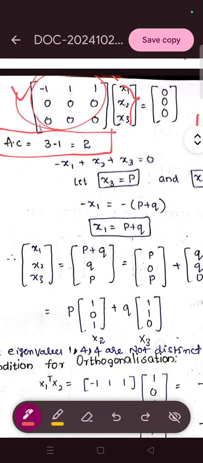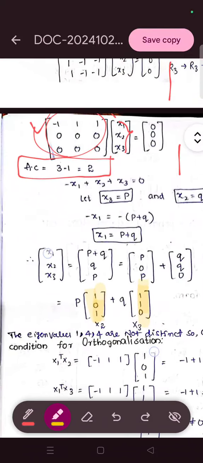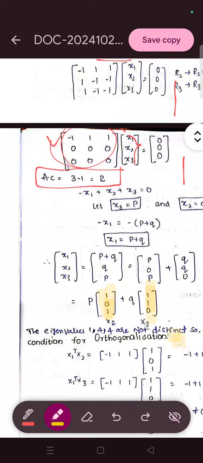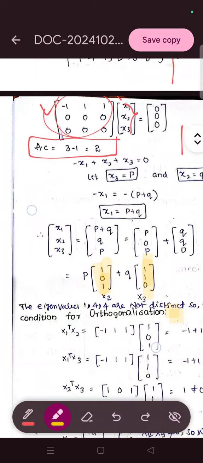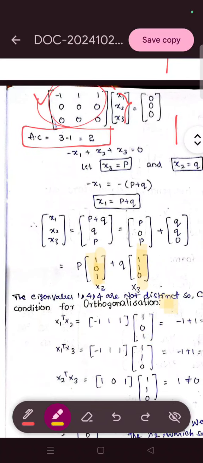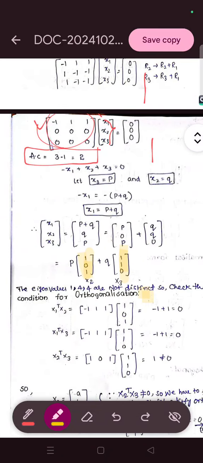So for lambda equals 4, these are the eigenvectors: 1 0 1 and 1 1 0. In the previous class we discussed that for the distinct eigenvalues 2, 3, 6, by the theorem, distinct eigenvalues form mutually orthogonal eigenvectors. But here the eigenvalues are repeated: 1, 4, 4. So we need to check the condition for orthogonalization.